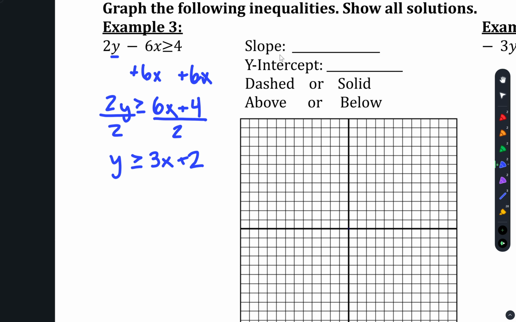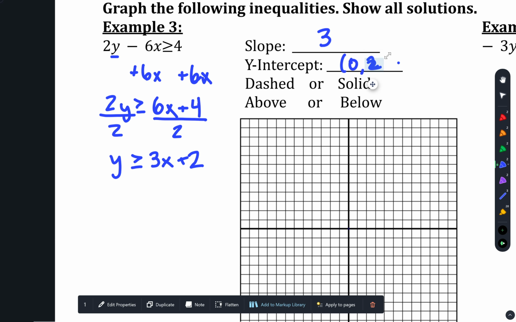So before we even get into the new stuff, what's my slope? What's my y-intercept? The slope is 3. The y-intercept is 2. Okay, so that's just the stuff that we need to know to graph a regular line.